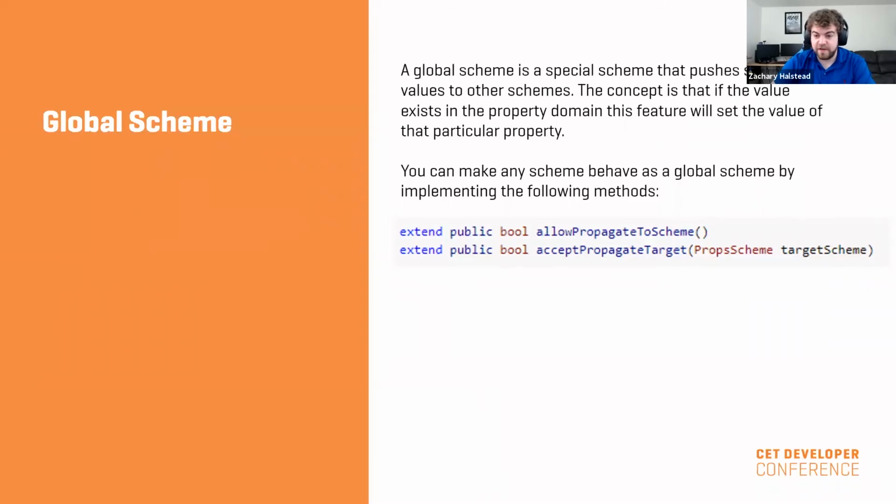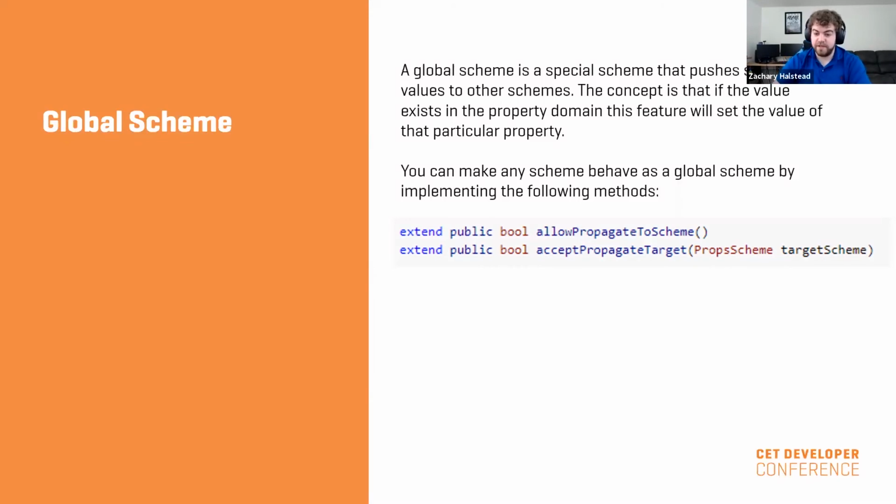Then we have the global scheme. This is a pretty neat guy. Essentially it turns a scheme into a master scheme that's able to push its properties onto other schemes. To enable this, you would just have to override allow propagate to scheme and accept propagate target.